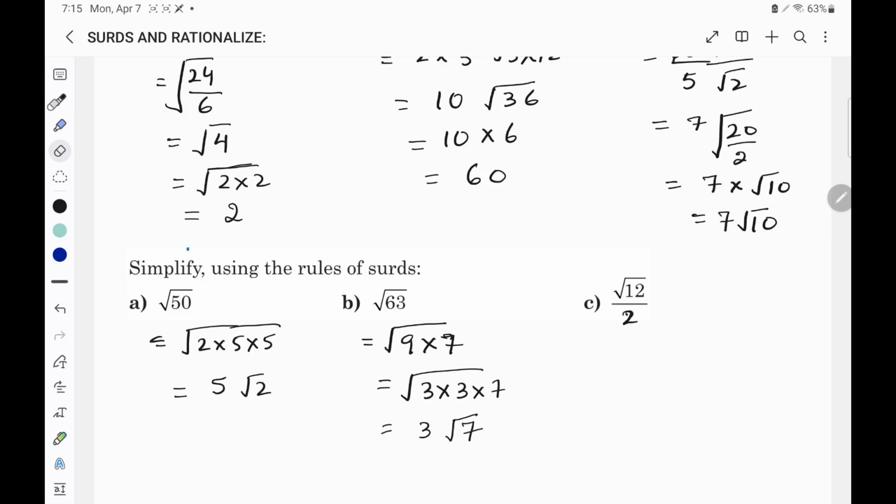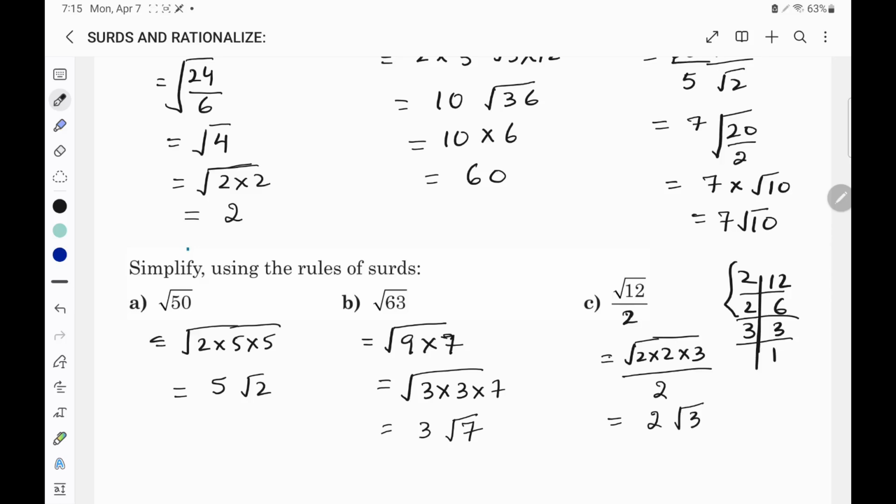In part C, 12 in the square root, 12 is the surd here, and 2 is an integer which is dividing in this question. Okay, so we know that 4 times 3 is 12, or you can write down 2 into 2 into 3 if you want, and then divide by 2. So you know that 2 into 2 means 2 will come out from the radical sign, and then it is dividing by 2. So we can cancel it, and that will become square root 3 in your answer.